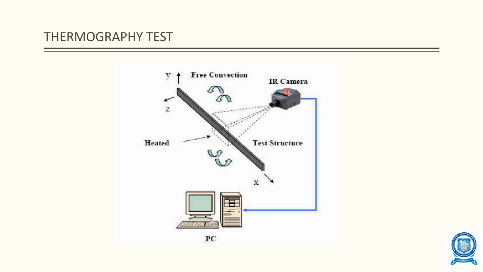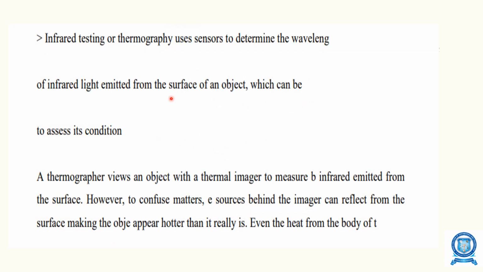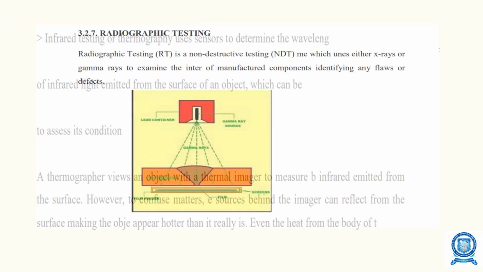Okay, so this infrared camera is directly connected to the computer. From this computer we can easily monitor the material, whether it has any defects or flaws inside. Okay, so this is about the thermographic test. Infrared and thermographic testing use sensors. We know it emits infrared light to assess the condition of the material. The thermographer captures the thermal conductivity of the material and sends it directly to the computer for monitoring.